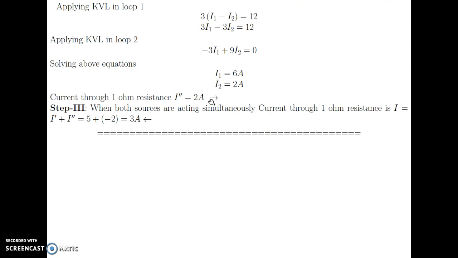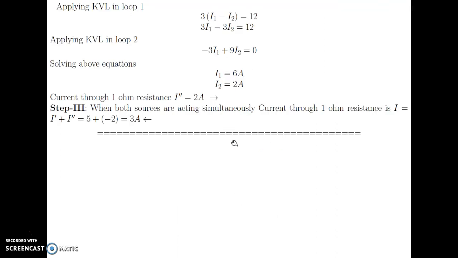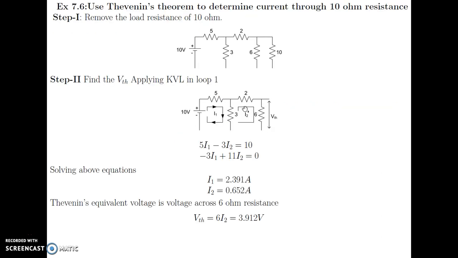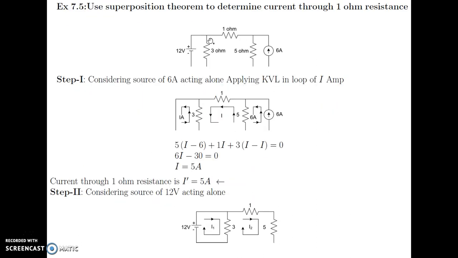By the superposition principle, when both sources are acting simultaneously, what is the current through the 1 ohm resistance? This current is in this direction, this current is in this direction, so the total current is I dash plus I double dash, which is 5 plus minus 2, that is equal to 3 ampere, flowing from this direction to this direction.